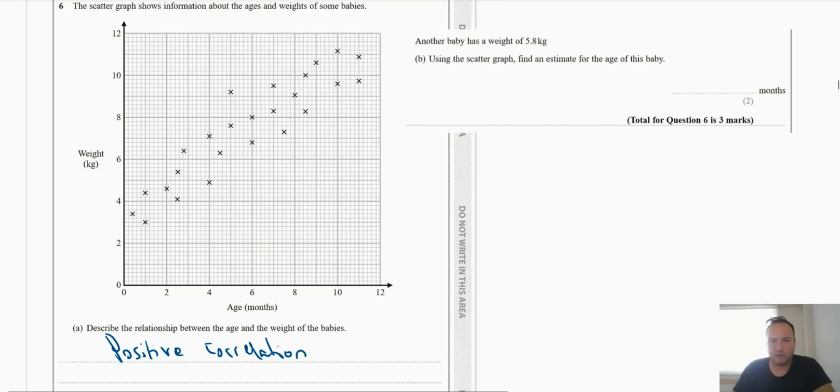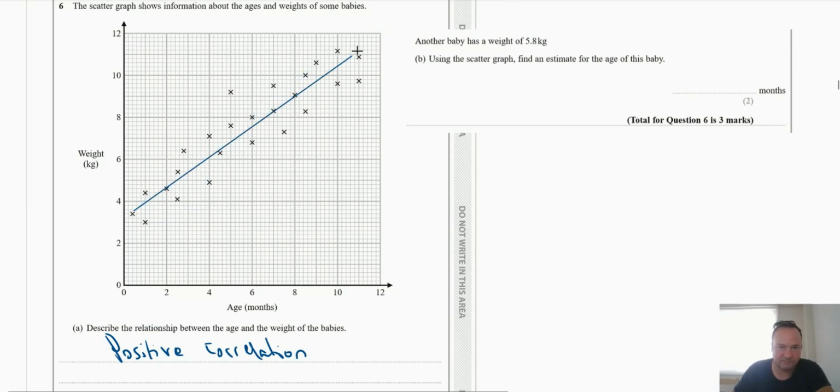Okay, part B, 2 marks. Another baby has a weight of 5.8 kilograms. Using the scattergraph, find an estimate for the age of this baby. So what we need to do here, guys, we need to actually draw a line of best fit. So we need to take our ruler and we need to roughly draw our line of best fit.